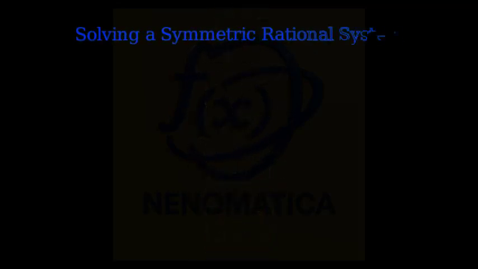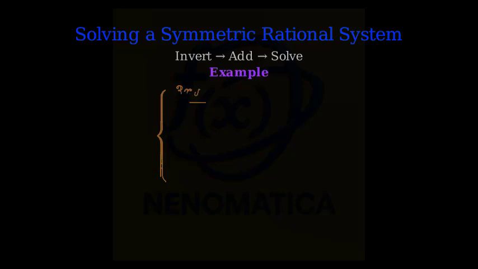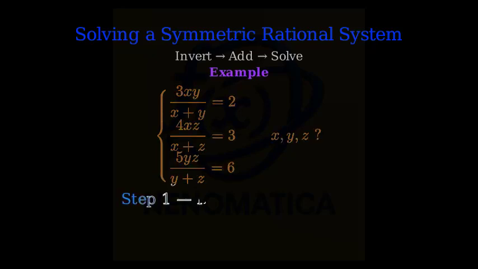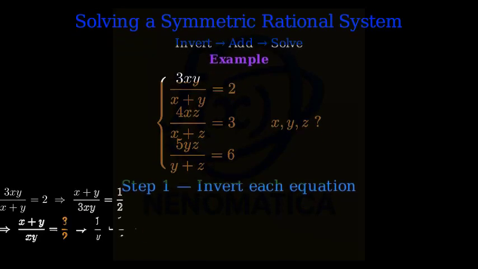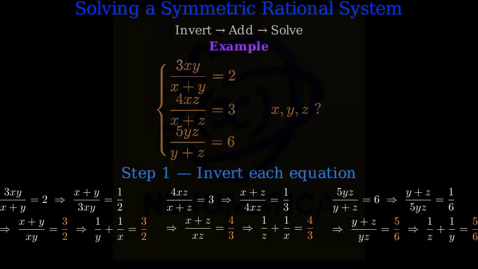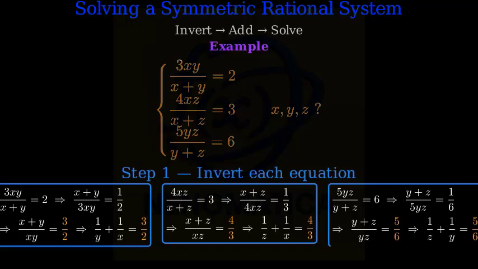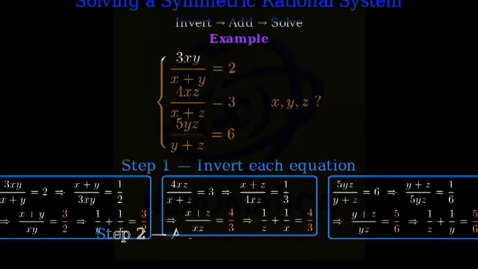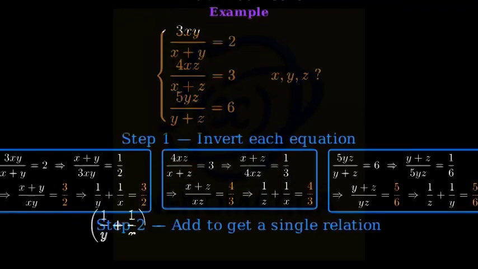In this example, we will solve a symmetric system of 3 equations in 3 variables using a clean invert plus add strategy. First, here is the problem statement. Step 1. Invert each equation and separate into sums of reciprocals. Start with the top equation, then the second, and finally the third. Step 2. Add those 3 results term by term.